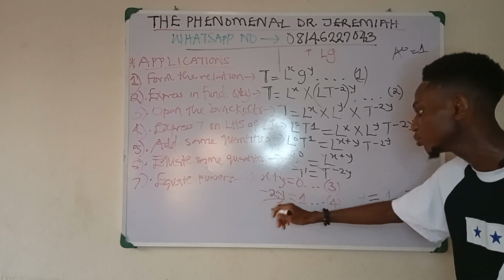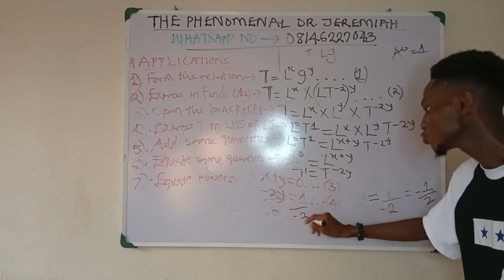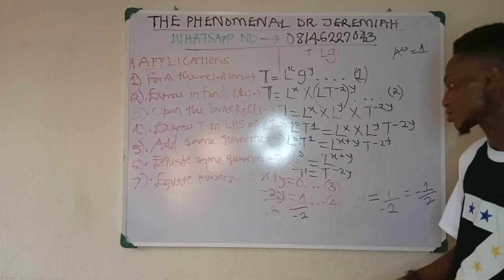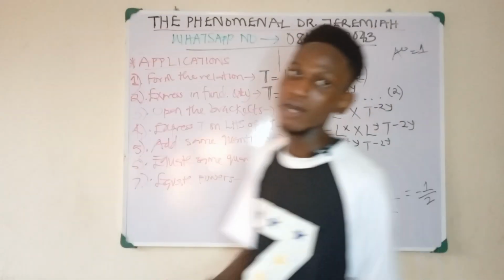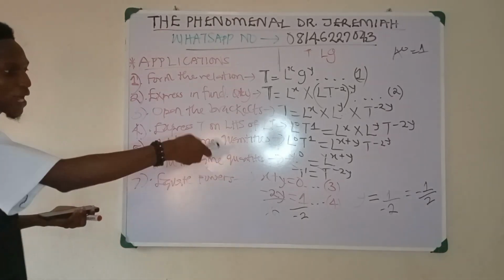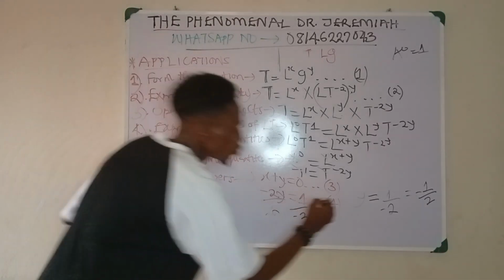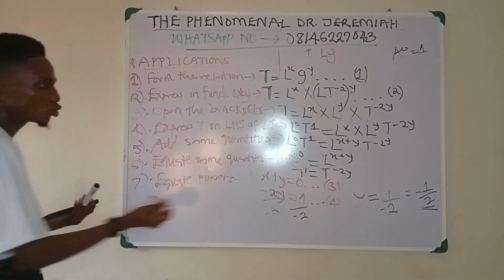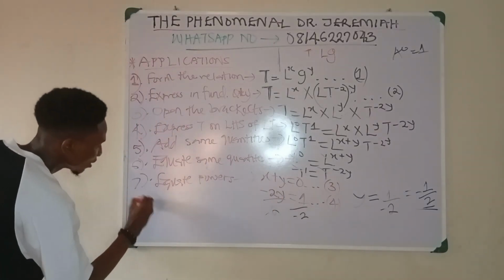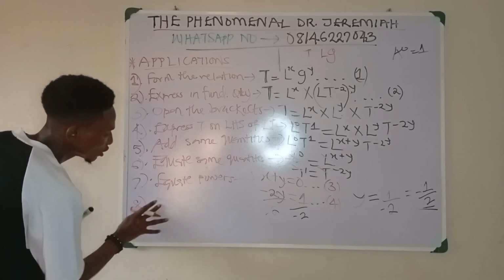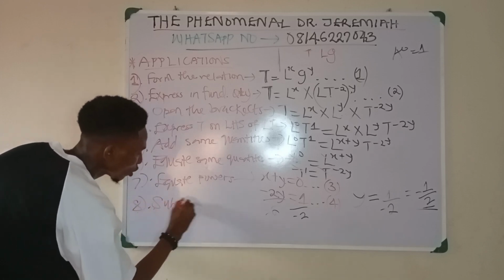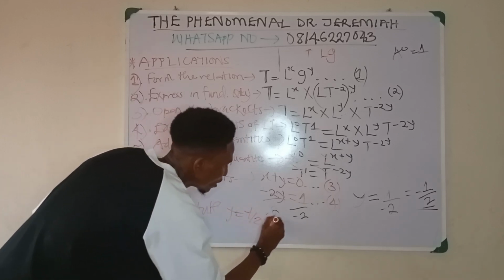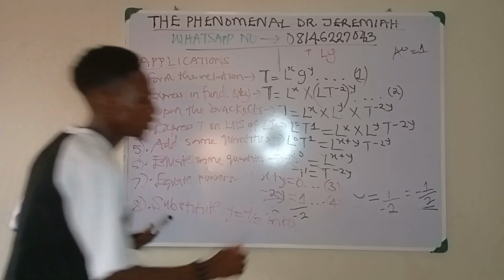Why do we do it like that? If we divide both sides by minus 2, to make y stand alone, we divide both sides by minus 2, from normal maths. We now get y equals minus 1 over 2. Now you see, we have expressed y in lowest form. Y equals minus 1 over 2. Now we can put this into this and get x. So the next point is that you substitute y equals minus 1 over 2 into equation 3.